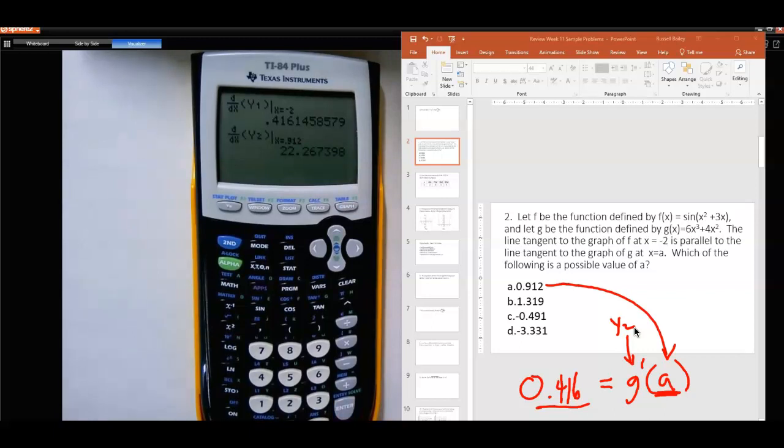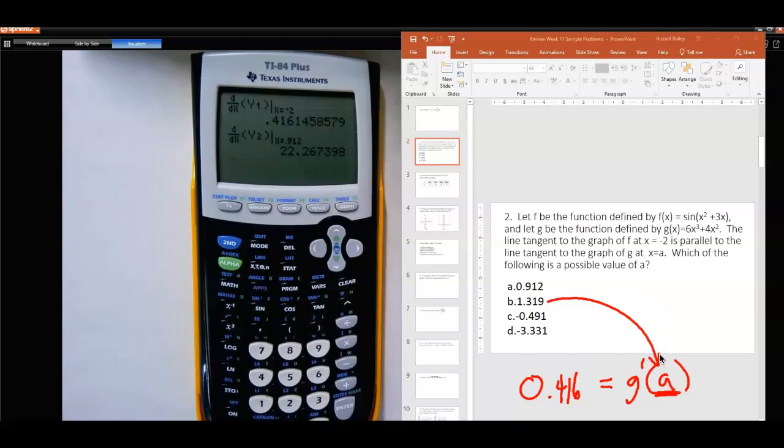All right, 22.267. Well, that's not the same as 0.416, so that's not it. So we know the answer is not 0.912. Let's try the next one.